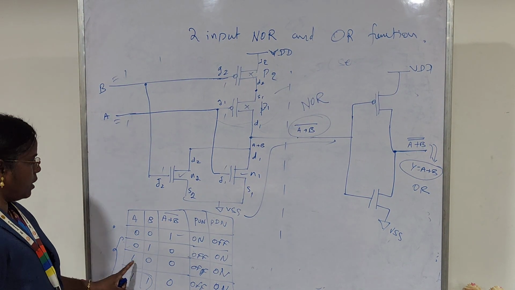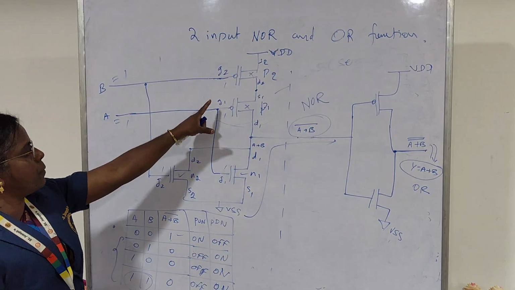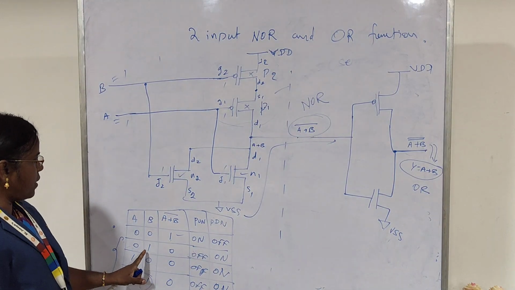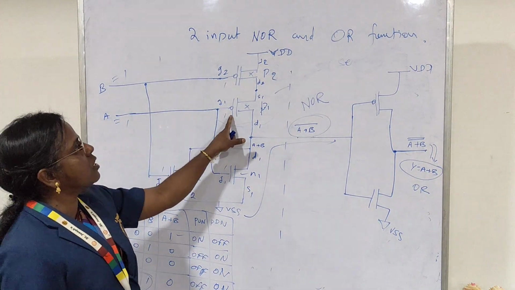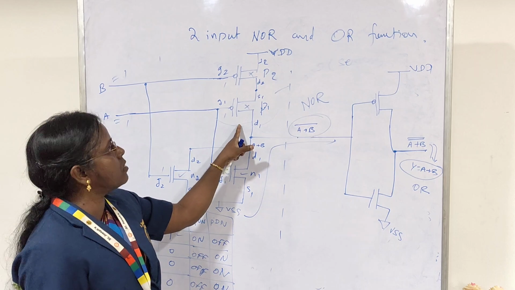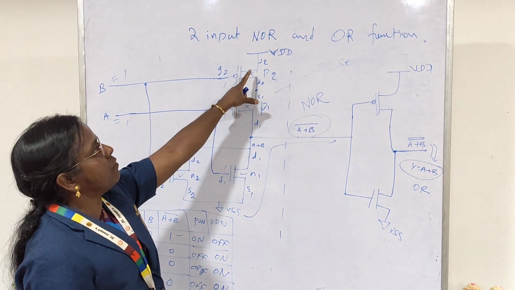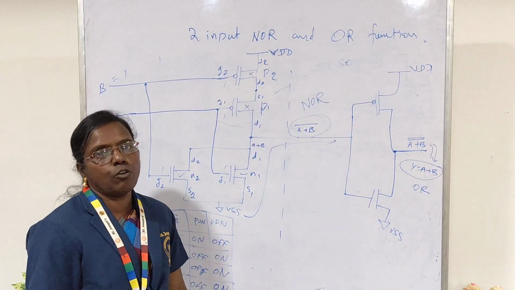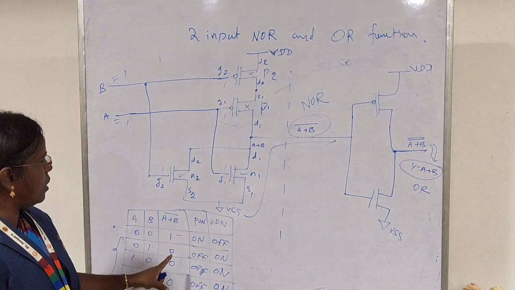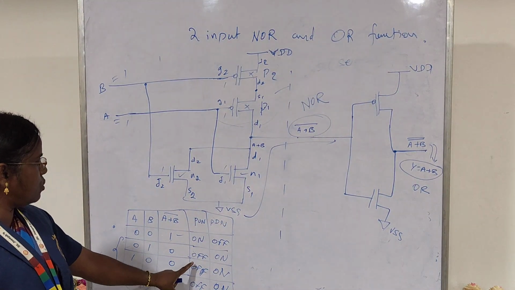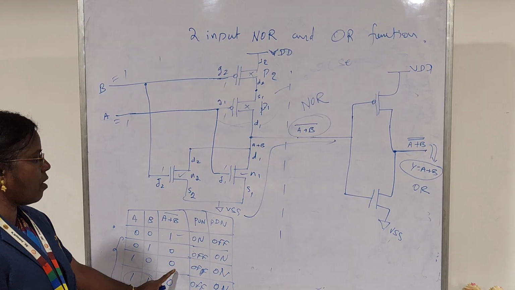For these logic combinations, the pull-up network is deactivated. The PMOS transistors are connected in series, so if any one PMOS is turned off, the logic VDD cannot be transferred to the output. That's why the entire pull-up network is deactivated, switched off, for these three combinations.